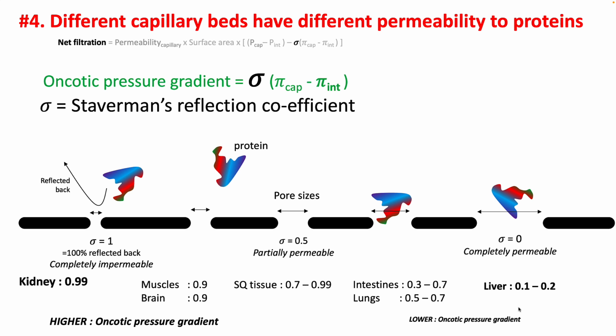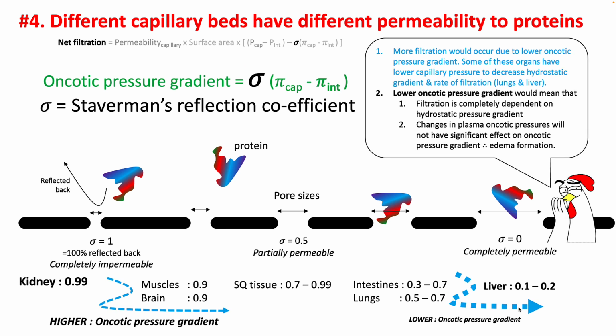This tells you that if your reflection coefficient is around 1, you will have higher oncotic pressure gradient, therefore low fluid formation. If you have lower reflection coefficient, your oncotic pressure gradient will be low, so you will have higher rate of filtration. So you'll notice that because of the low Staverman reflection coefficient, these organs can leak a lot of fluid. So you will see that these organs usually have low capillary pressures. For example, your pulmonary pressures are pretty low, and same are with the portal pressures. So that reduces your rate of filtration because your hydrostatic pressure is lower in these organs.